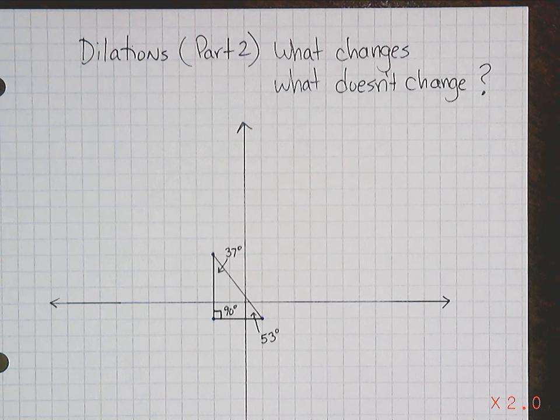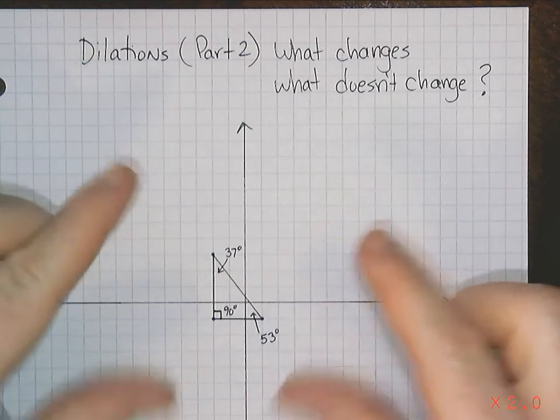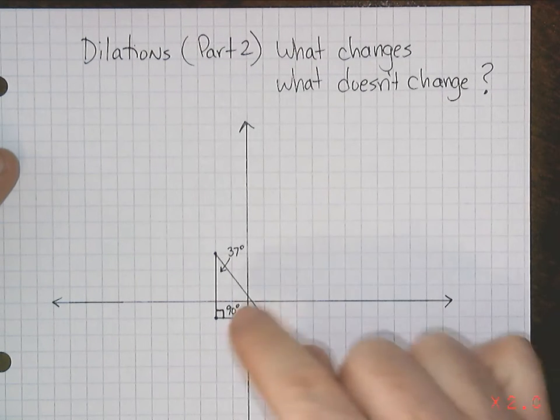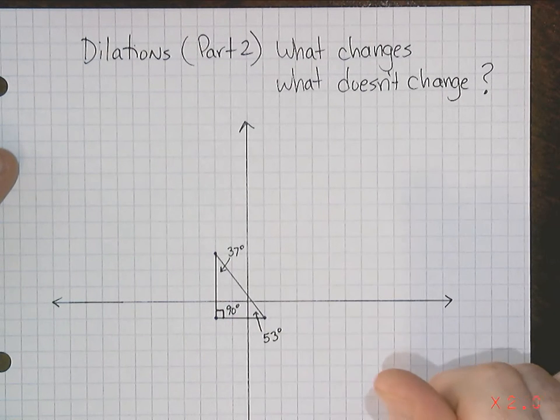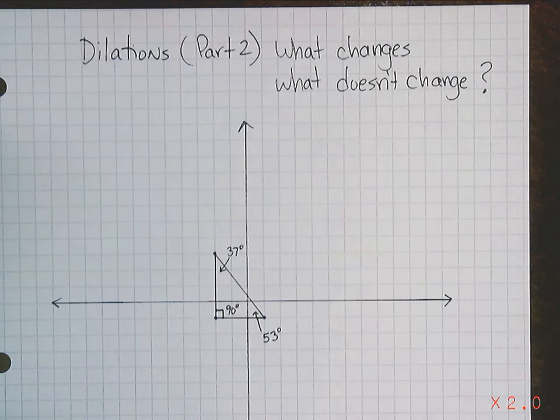Hey guys, I thought about doing another quick video on dilations. What's important on this one is trying to figure out if you enlarge it, make it bigger, or make it smaller. We're going to make it bigger here in a second, but when you make it bigger, does anything change? What changes, what doesn't change on an enlargement or a reduction?